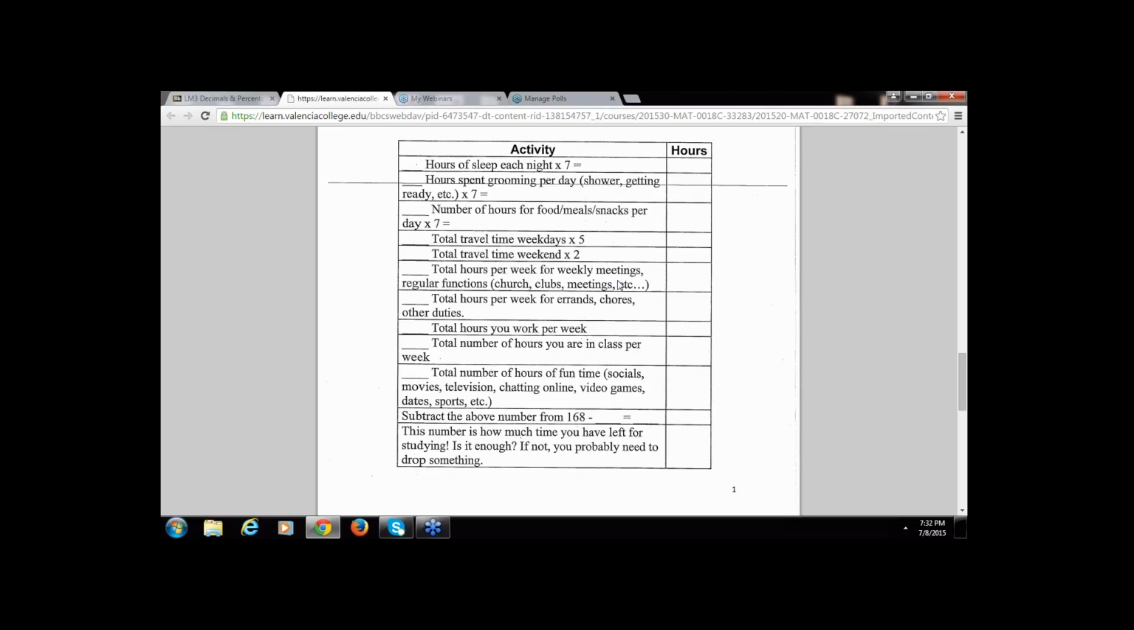Hours per week you're in meetings. So this is church, volunteer work. Maybe you're on some kind of step team, or, who knows. You're in just extracurricular activities.